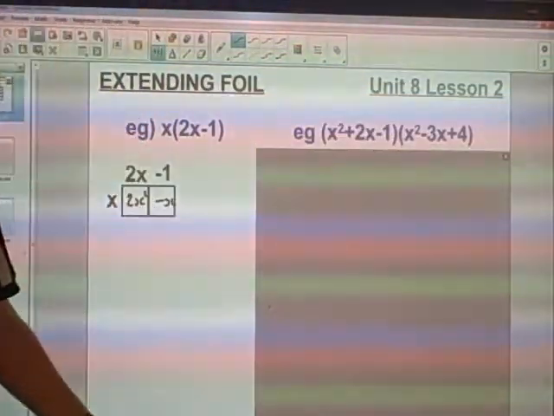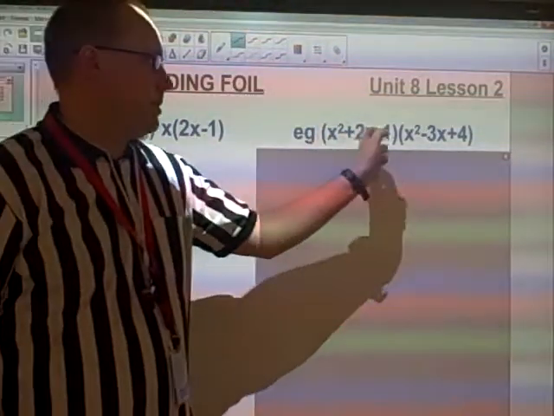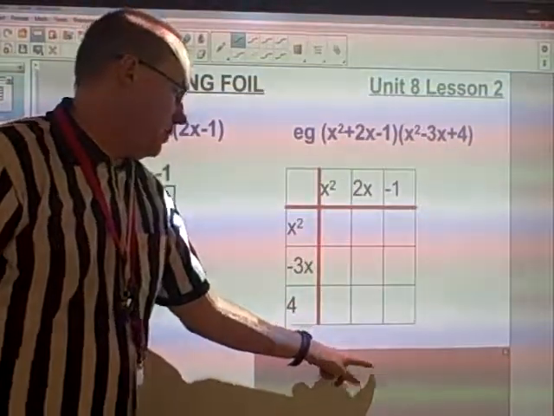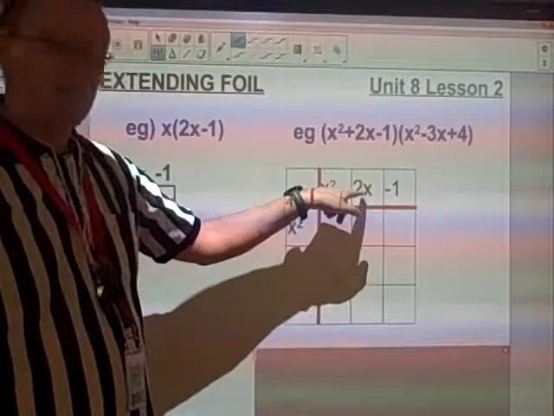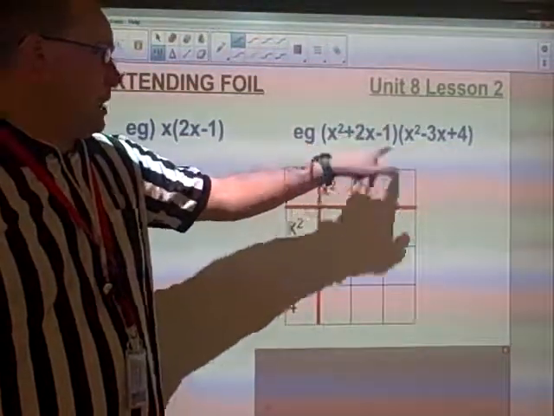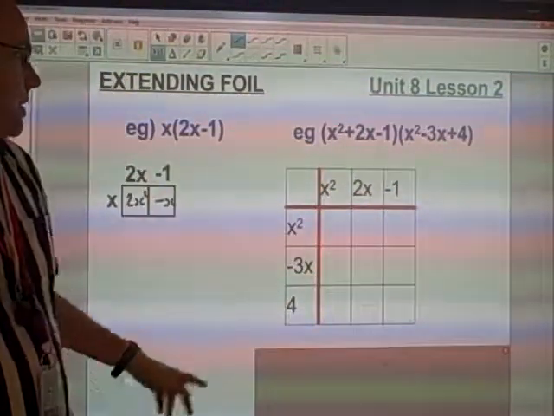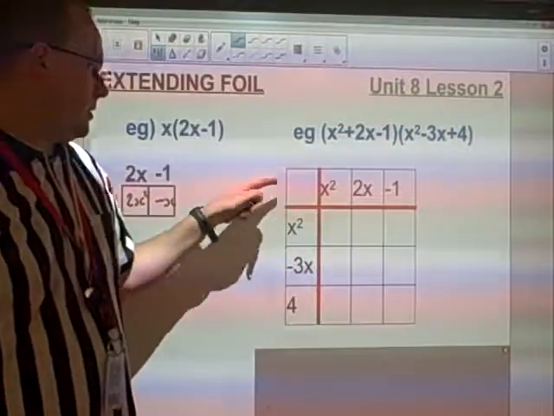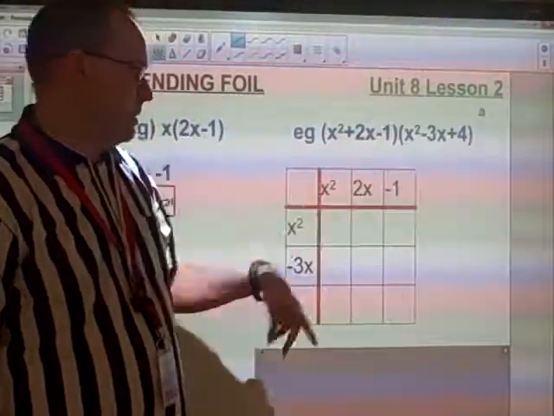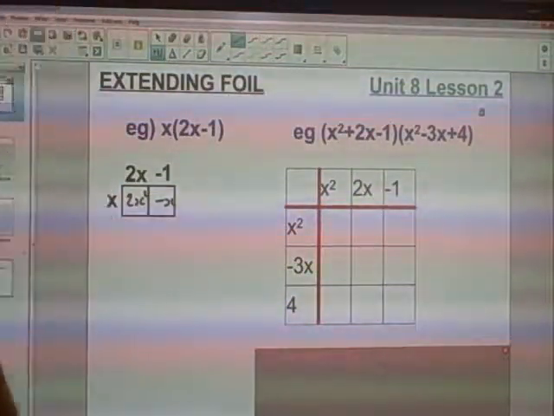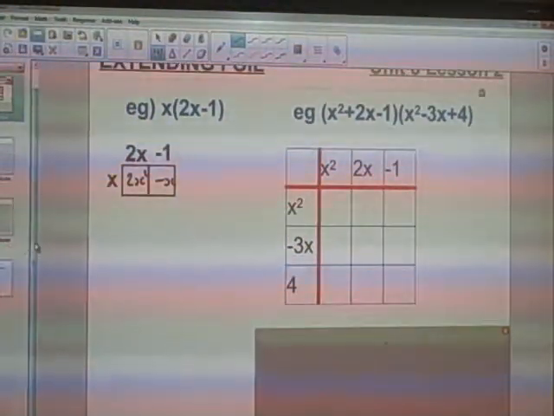So if we had a trinomial times a trinomial, 3 terms by 3 terms, then I just draw a box that's 3 by 3. So this is my top term, x squared. As it's positive 2x, I didn't put the plus. As it's negative 1, I did put negative though here. And same going down the side here, x squared, I put negative 3x because it says subtract 3x. And as it was positive 4, I just wrote 4. Then you can go ahead and actually fill this grid in just as you've been doing.